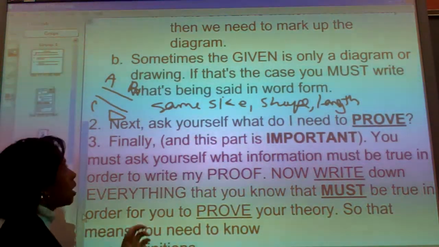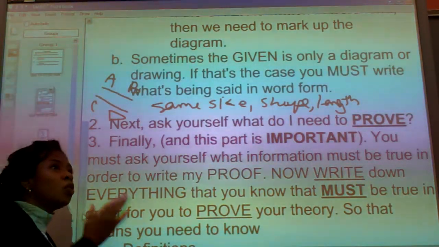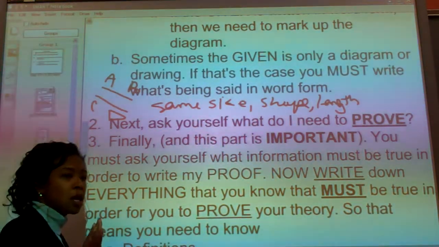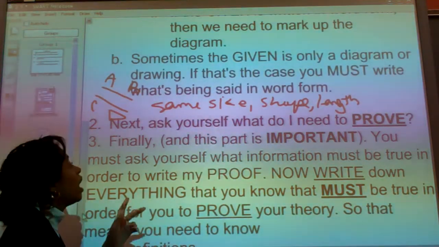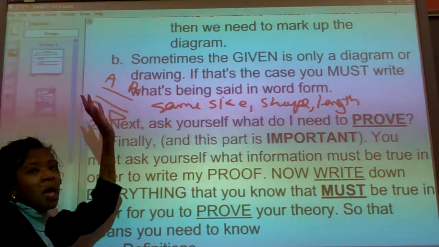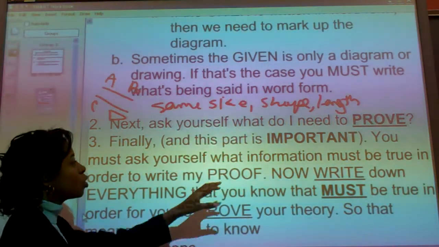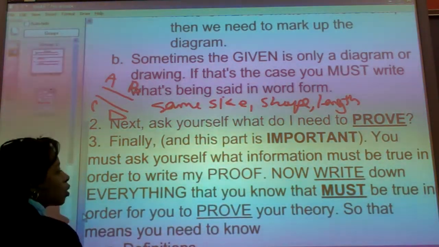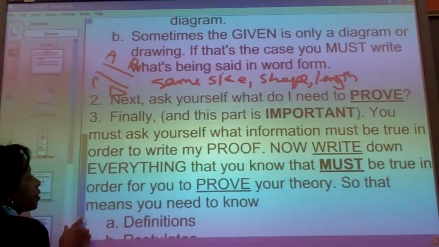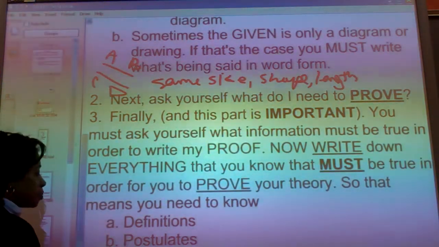So again, number 3, this is the most important part. If you're asked to prove something, for example, prove that segment AB is congruent to segment CD, you immediately start thinking, okay, well, what's true? What do I need to know about segments being congruent? I start thinking immediately, okay, well, I know that they have to be the same length, the same size, same shape, and I write down everything I know about congruent segments. So you write down all the definitions in order for you to be able to prove that AB is congruent to CD. All right? So in order to prove that, here's what you need to know.